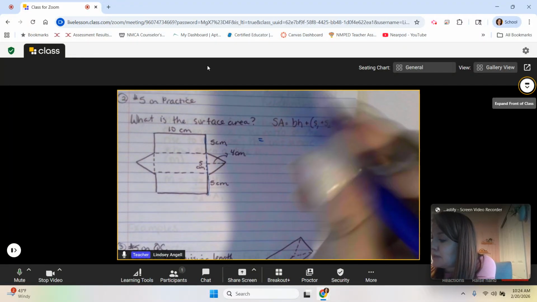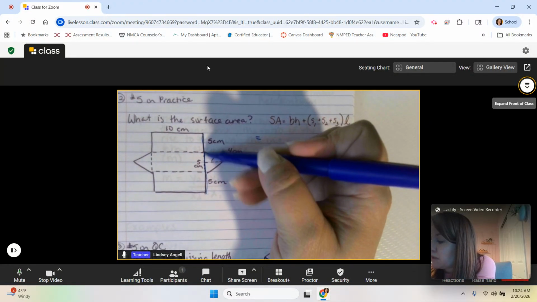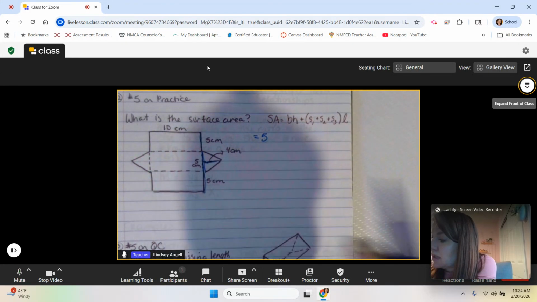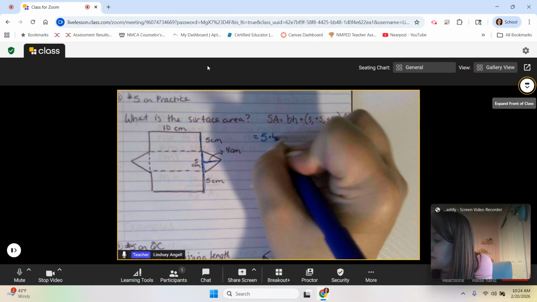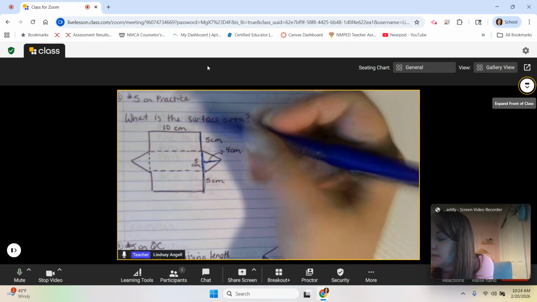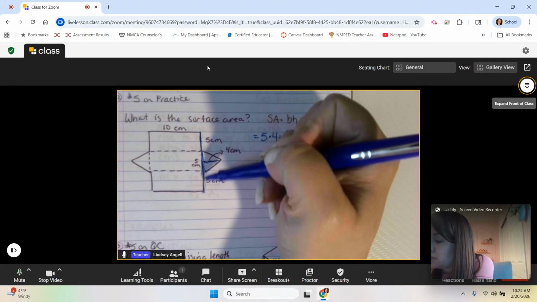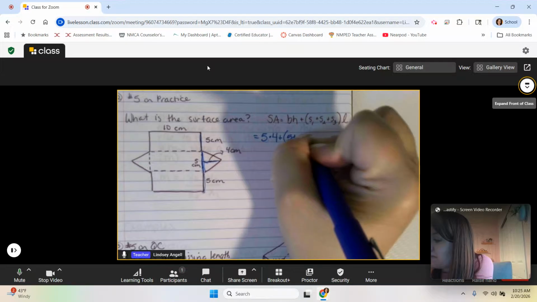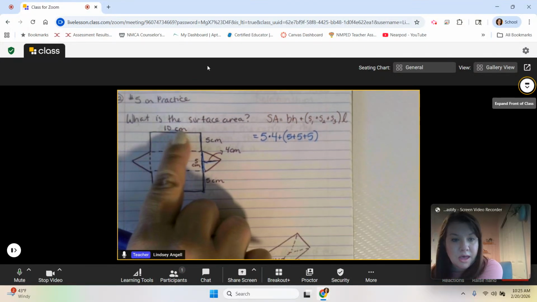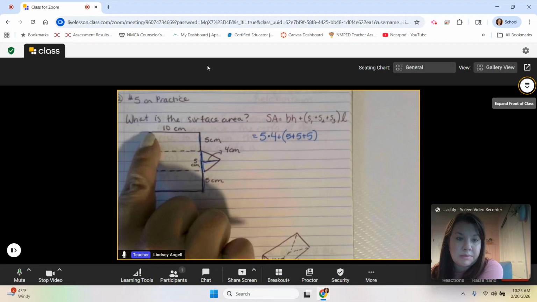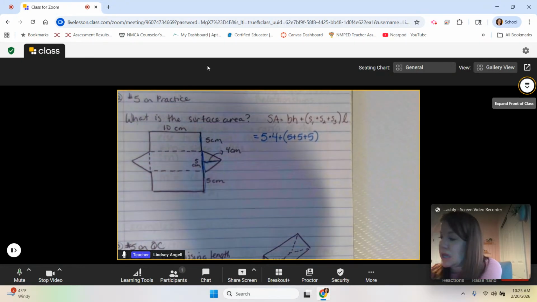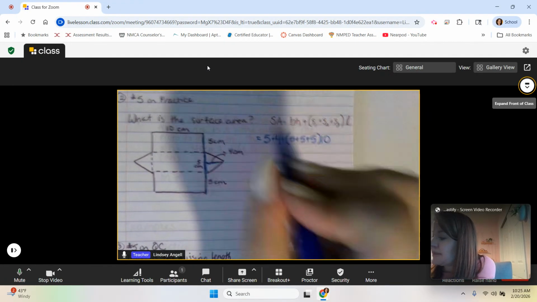Okay, so with that though, let's fill in our formula. We've got base times height. Well, the base of our triangle is 5. The height is 4. So we've got 5 times 4 plus, and then we're going to add all the sides. Well, that's this right here. We've got 1, 2, 3, or 5 plus 5 plus 5. And then the length of the prism is 10. Right? That's like the distance from one base to the other. So we're going to multiply that by 10.